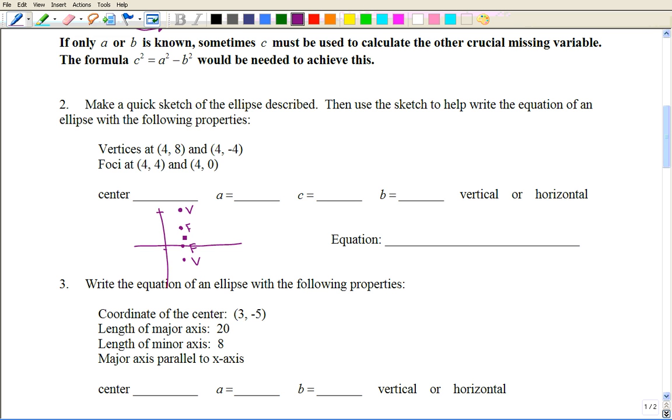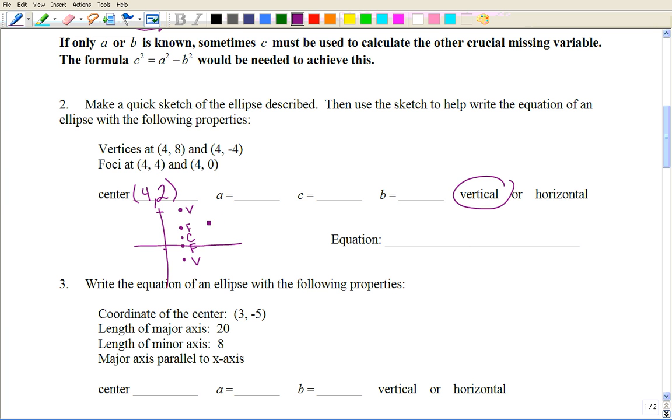I should know that right in the middle of all of that is going to be the center. Seeing how the vertices, foci, and the center are all lined up vertically, I know that this whole ellipse will be vertical. For the center, if I use the midpoint formula on either the foci or the vertices, I'll get an x value of 4, and 8 plus -4 divided by 2, or 4 plus 0 divided by 2, gives 2. So the center is 4, 2.